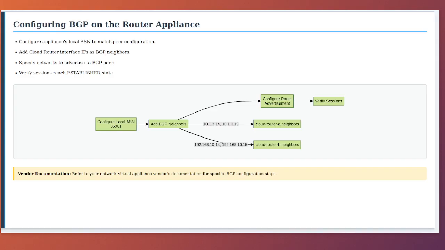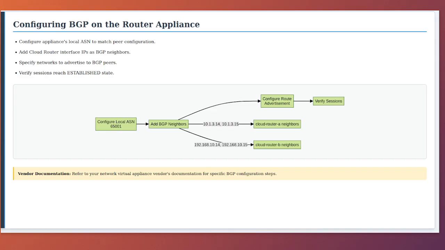If you are using a custom appliance, you need to configure BGP manually. The appliance must be able to accept incoming BGP connections on TCP port 179 from the Cloud Router interface IP addresses. The appliance should establish neighbor relationships with each Cloud Router interface. Let me explain the appliance configuration workflow diagram.